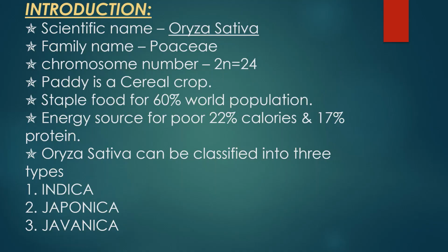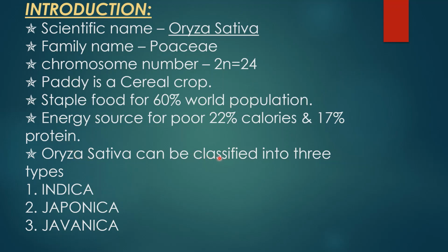Okay, first we see the introduction. We know that paddy's scientific name is Oryza sativa. Family name Poaceae. Chromosome number 2n equals 24. We know that paddy is a cereal crop. It is the staple food for 60% of the world population, which means 60% of the people depend on paddy for their main food. It is an energy source for the poor, mainly 22% of calories and 17% of proteins.